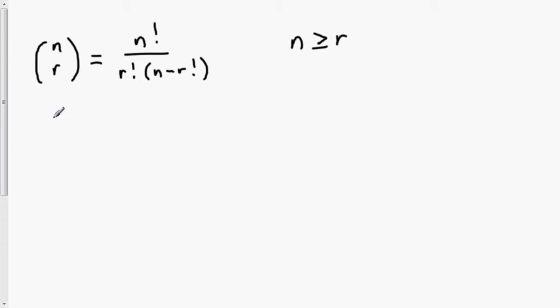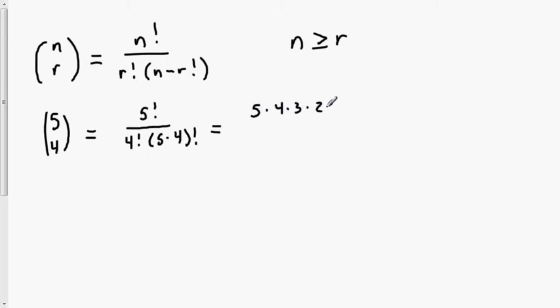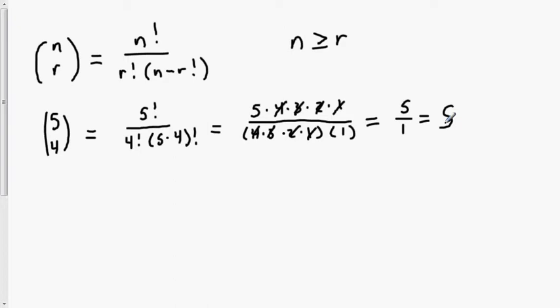So say we have something like 5 over 4. Okay, so that's going to be 5 factorial over 4 factorial times (5 minus 4) factorial. So that's 5 times 4 times 3 times 2 times 1 over 4 times 3 times 2 times 1 times 5 minus 4, which is just 1, so times 1. Well, that's going to cancel the 4s, 3s, 2s, 1s, and we just have 5 over 1, which is just 5. Okay? What about, say, 11 over 3?